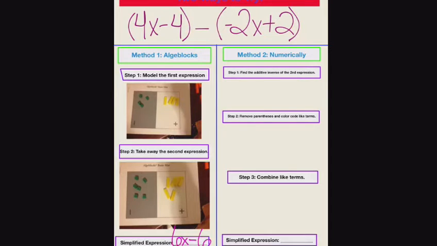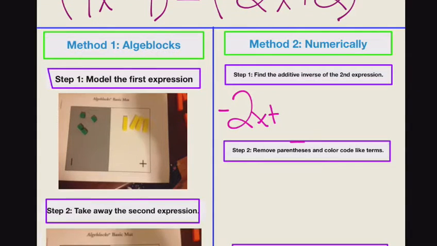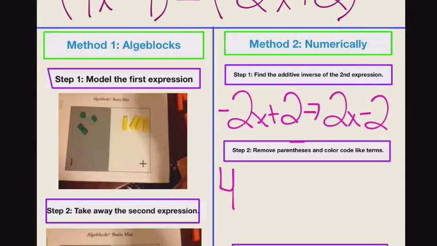Okay? Let's go ahead and try this numerically. So start by finding the additive inverse of the second expression. So negative 2x plus 2 becomes 2x minus 2. Finding the opposites. Opposite of negative 2x is positive 2x. Opposite of plus 2 is minus 2. So let's go ahead and rewrite our expression. 4x minus 4 plus 2x minus 2.